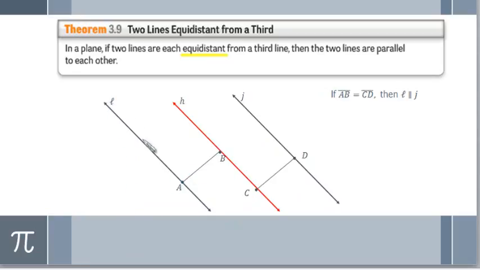So here in the diagram we have line L and line J and line H in between them. This theorem says that if the distance between lines L and H is equal to the distance between lines J and H, so if the length of these two segments are equal, meaning they are equidistant from line H, then line L and line J must be parallel to each other.